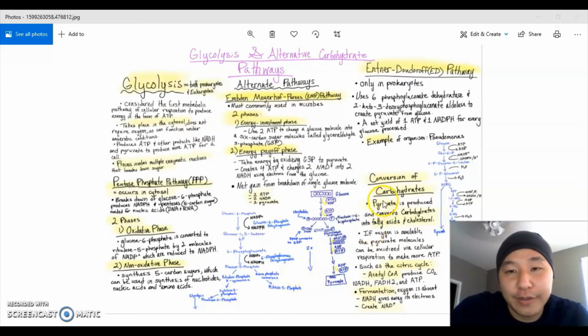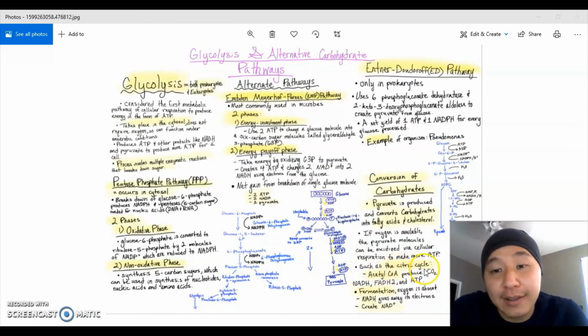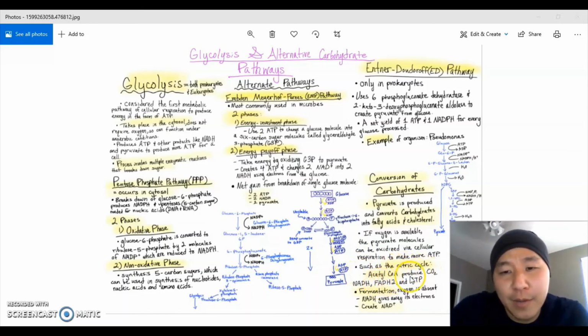Conversion of carbohydrates. Pyruvate is produced and converts carbohydrates into fatty acids and cholesterol. If oxygen is available, the pyruvate molecules can be oxidized via cellular respiration to make more ATP, such as the citric acid cycle. Acetyl-CoA produces carbon dioxide, NADH, FADH2, and ATP.